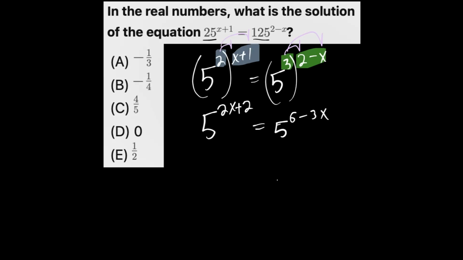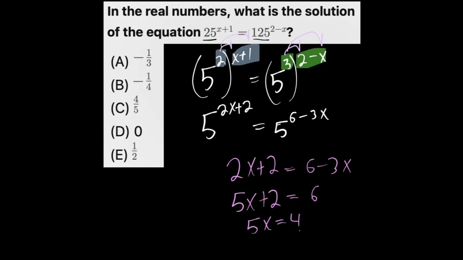Now we've got the same bases, the expression's equal, and we can set the exponents equal. So 2x plus 2 equals 6 minus 3x. Add 3x to both sides, and you'd get 5x plus 2 equals 6. And now take away 2 from both sides. 5x equals 4. Divide by 5, x equals 4 over 5, which is answer choice C.